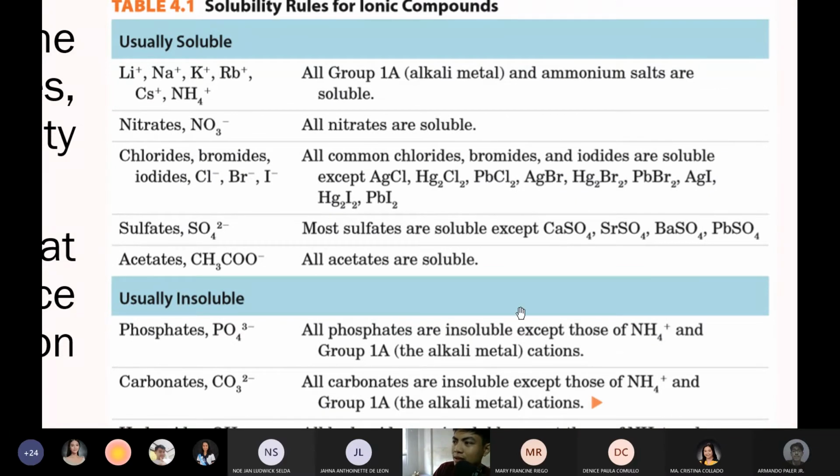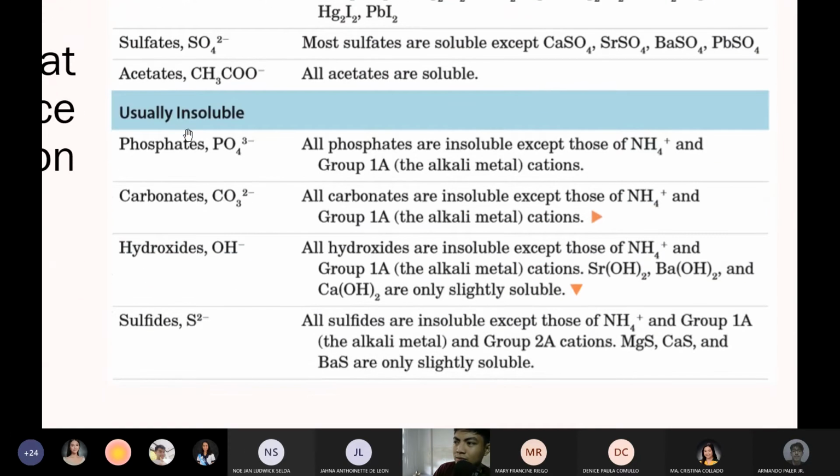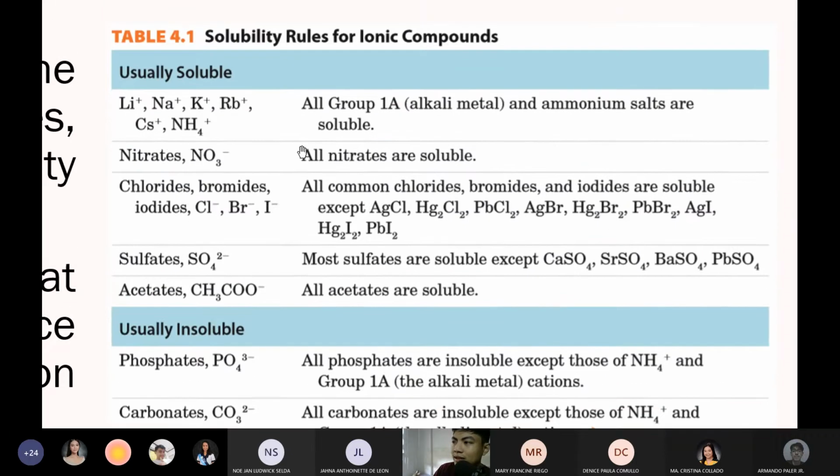May except sila. Ibig sabihin, kunwari, nakita mo, usually soluble. Pag sinabi except, ibig sabihin, ito ay mga precipitate. Ito, nakita mo, they are usually insoluble except when paired with them, they are not precipitate. So, basahin natin very quickly and then let's apply it sa problems later. Sige. Let's begin.